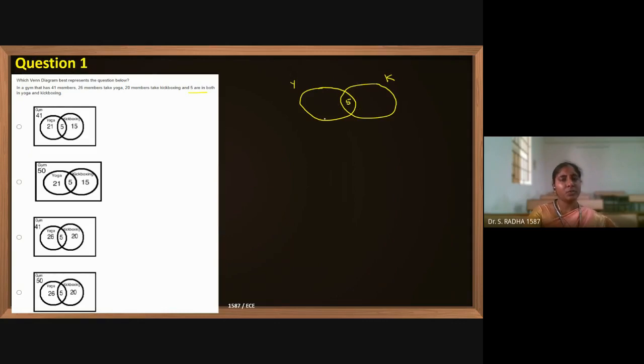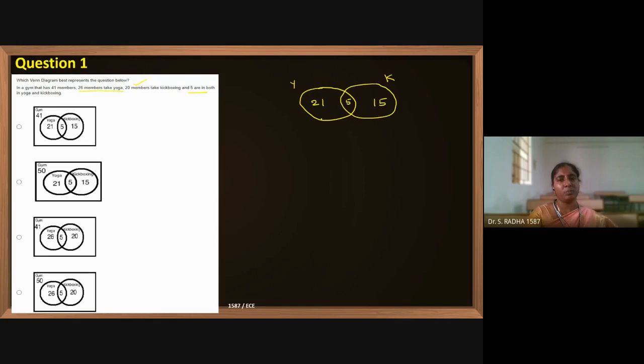And next I should go with 26 members taking yoga. Yoga completely should be 26. Already 5 are gone, so yoga alone I will take as 21. 21 plus 5 is 26, so that tallies with 26 members taking yoga. Next, kickboxing, 20 members take kickboxing. Already 5 are in the common region, so 20 minus 5 is 15. 15 plus 5 is 20, so 20 members take up kickboxing.